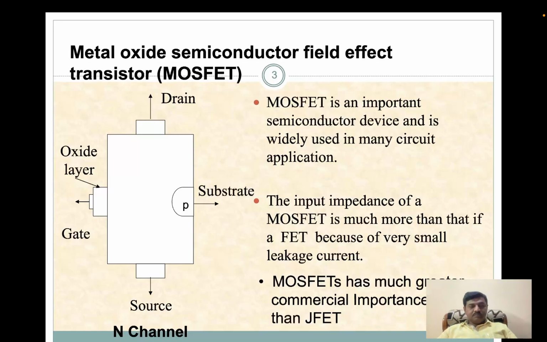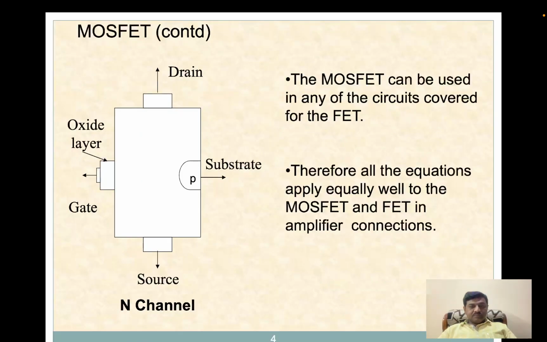Another advantage here is that the MOSFET has a very high input impedance compared to that of a FET. This is one of the advantages of the MOSFET. And commercially, compared to the FET, this MOSFET is used in all kinds of electronic circuits. Whatever circuit uses a FET can be replaced with the help of the MOSFET. Whatever equations are used for the FET can be used for the MOSFET also.